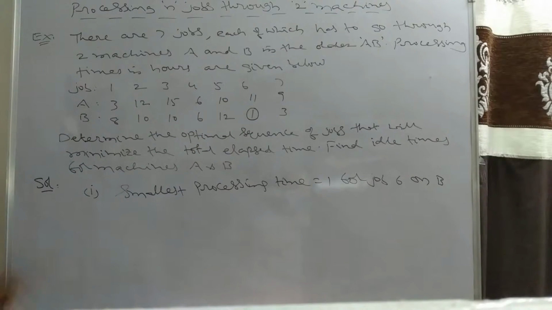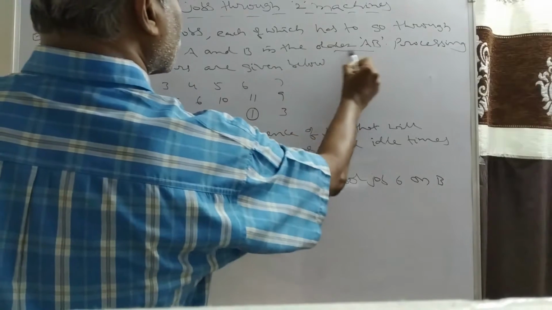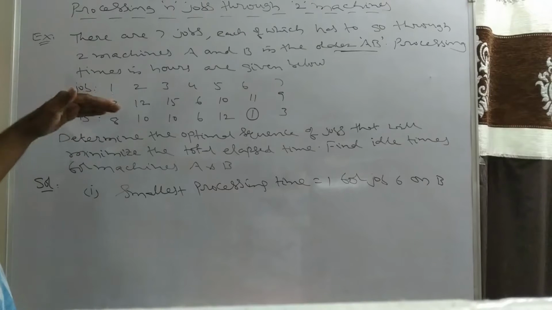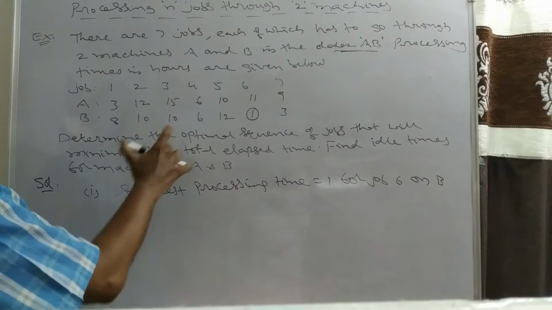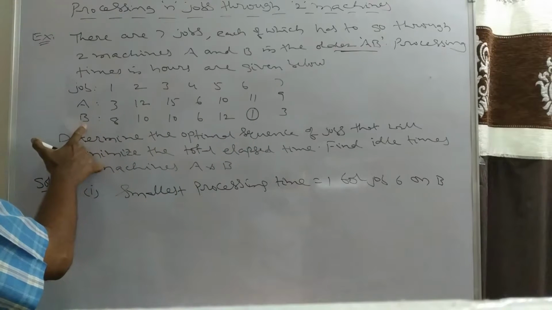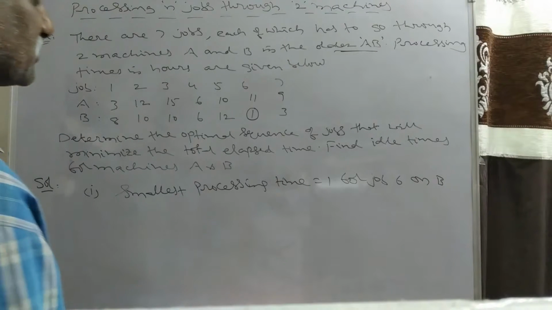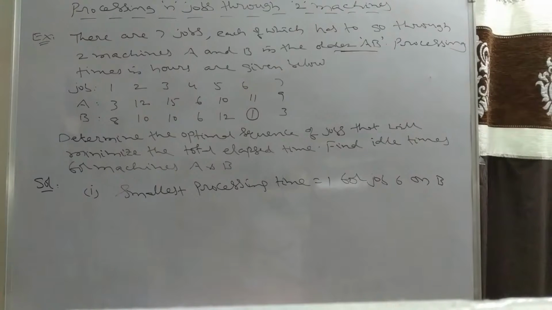Since the order of machines is AB, each job should process first through A and then B. Now suppose the smallest processing time occurs on machine A for a job, that job will process first. That means we place that job in the first position of the sequence. Suppose the smallest processing time occurs among the processing times on machine B for a job, then that job is placed in the last position of the sequence. That means we process that job last. That is the procedure.